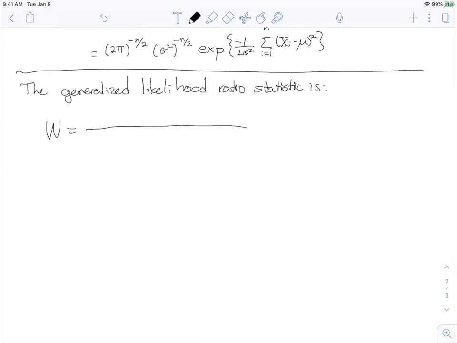So the likelihood ratio statistic is the likelihood, and in the numerator, I'm evaluating at mu0 and 1 over n sum i equals 1 to n of xi minus mu0 squared, given the vector of data x. And the denominator is very similar, except instead of mu0, I've got x bar.